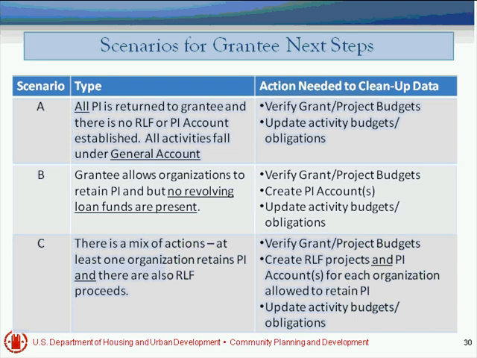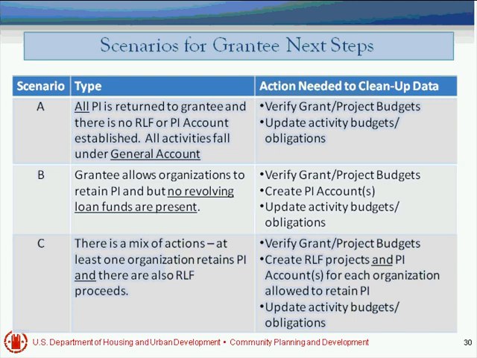So in terms of the next steps, we wanted to talk through some basic scenarios. The simplest scenario in terms of what actions we're going to need grantees to work on is if all the program income is returned to a grantee and you have no need to establish any revolving loan fund or program income account. So in that case, all activities fall under the general account.